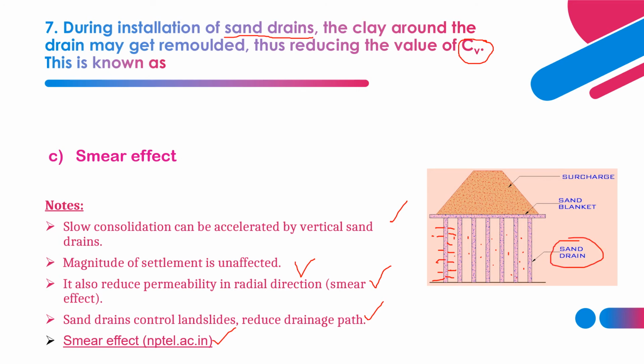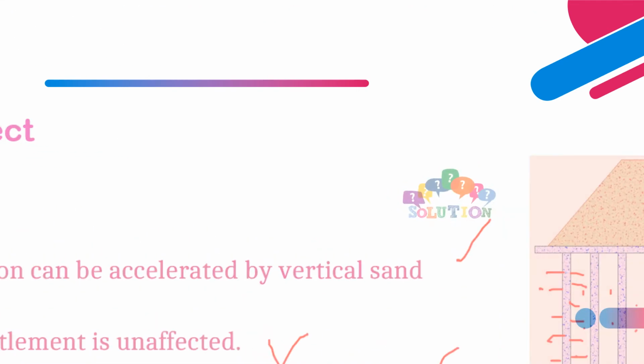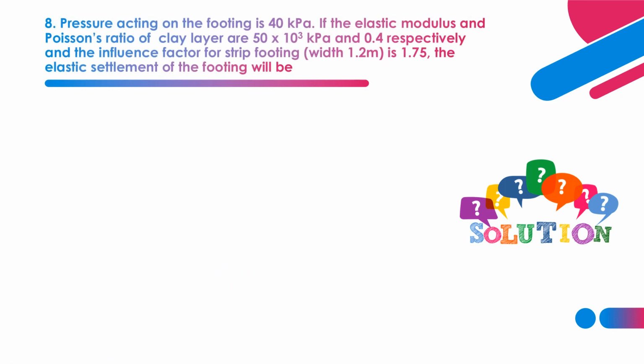Now let's move on to 8th question. Pressure acting on a footing is given as 40 kilopascal. If the elastic modulus is 50,000 kilopascal and Poisson's ratio of that clay layer is 0.4, and the influence factor for the strip footing of width 1.2 meter is 1.75, the elastic settlement of the footing will be what?